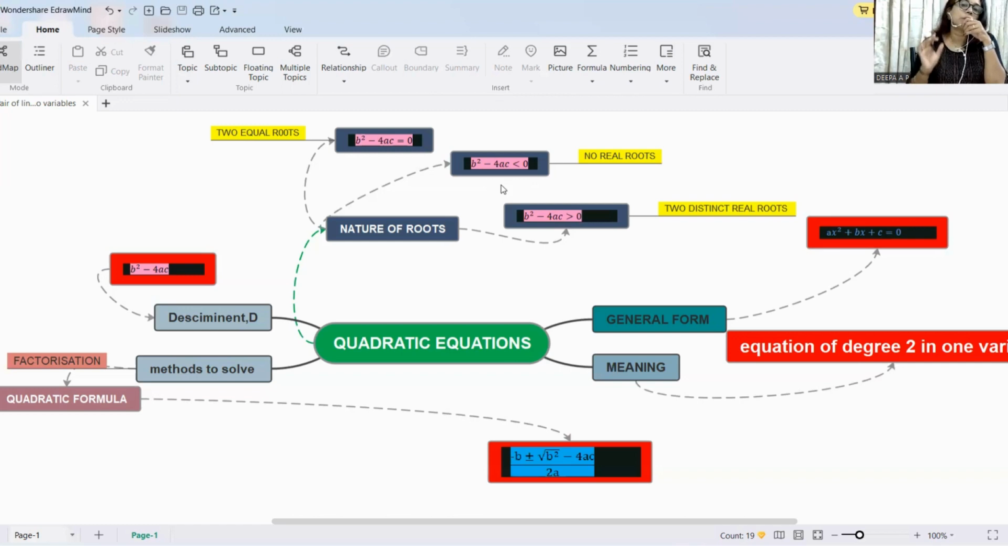Okay. All the roots will be imaginary. So that's why here we are writing no real roots. B square minus 4ac is less than 0, no real roots. If b square minus 4ac is greater than 0, two distinct real roots.